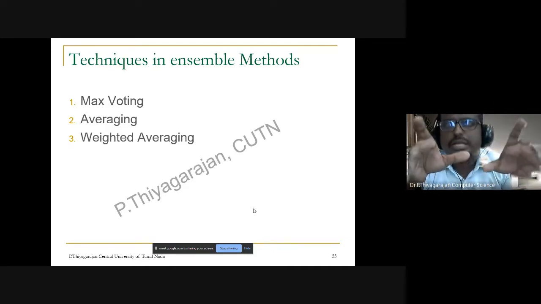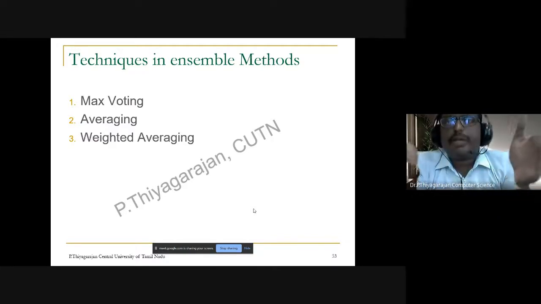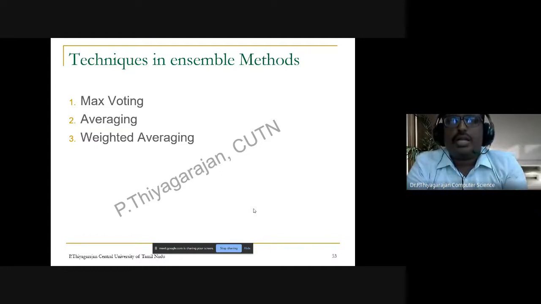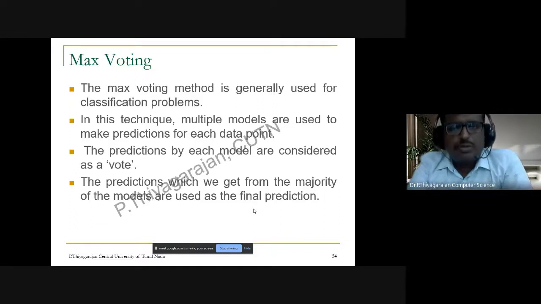Otherwise, you construct different decision trees for the given problem. The test data is given as input to the different decision trees, and you check the output of all the decision trees. Whichever output is the majority, that output is declared for the test data. That comes under max voting, which is generally used for a classification problem.